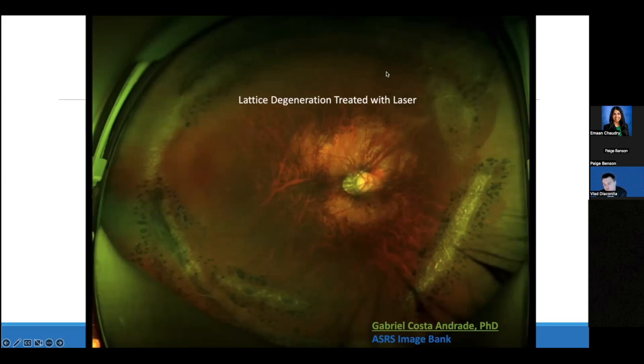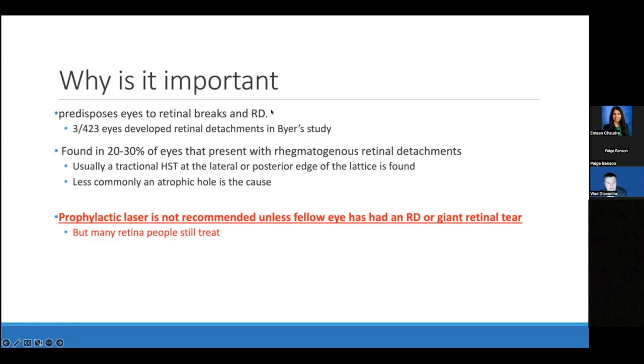And this is what lattice looks like, this is a really good photo of it. And again, this image bank is a good resource for you guys also. Highly recommend you make an account. Pretty sure you can. If you can't, let me know. Send me an email and I'll try to see if I can sort it out. So again, it's important because it predisposes you.